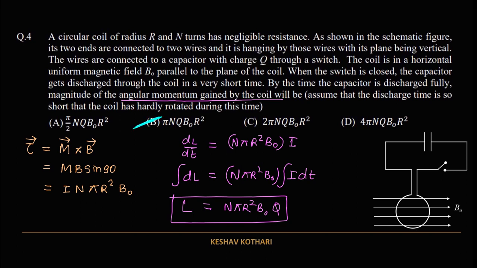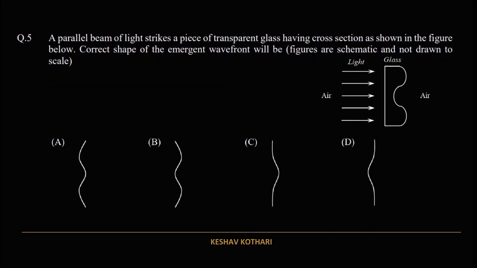Option B, n pi r square B naught into q. So it is correct, that is the magnitude of angular momentum change is equal to pi n q B naught r square. Let us move to the next problem.